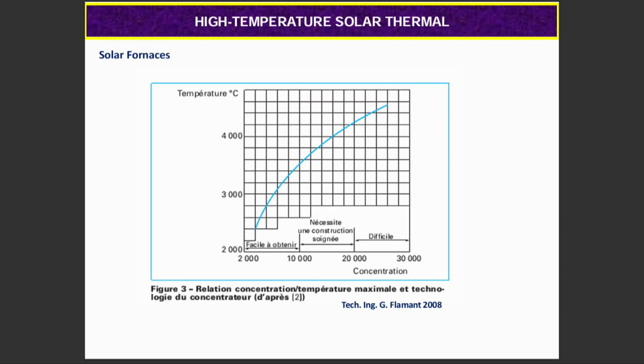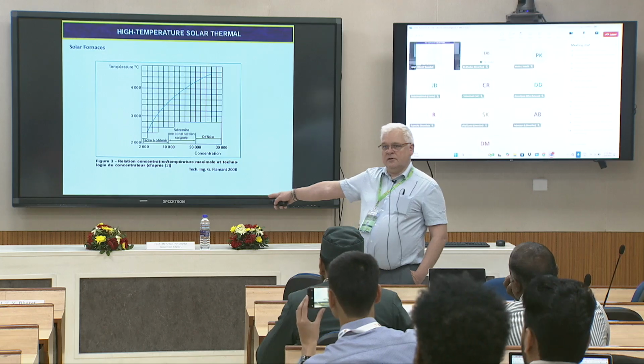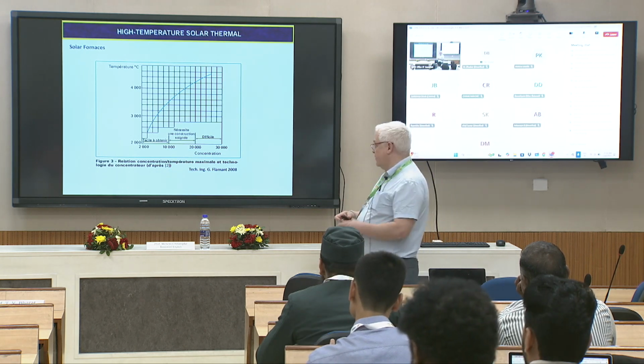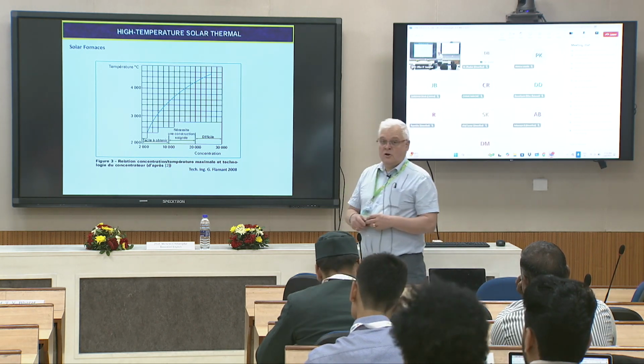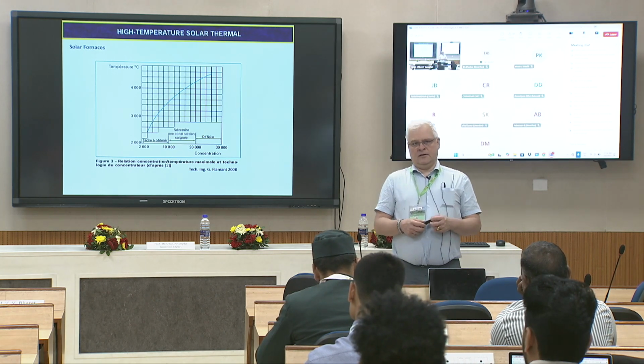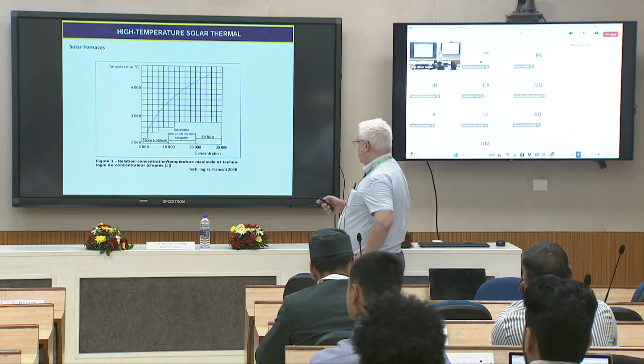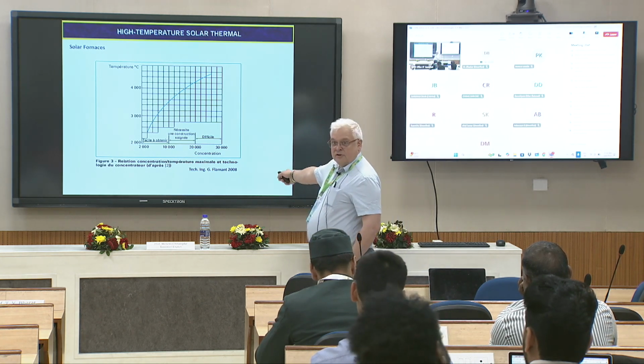Here you have the solar furnace. Sorry, it's in French. At the bottom, the abscissa is the concentration factor. So you can reach 30,000 times solar energy on the same surface. You can reach around 3,000 to 4,000 degrees with such concentration. So it's hard to reach.